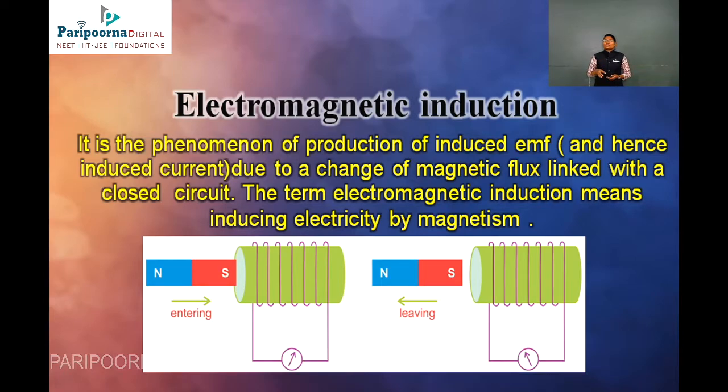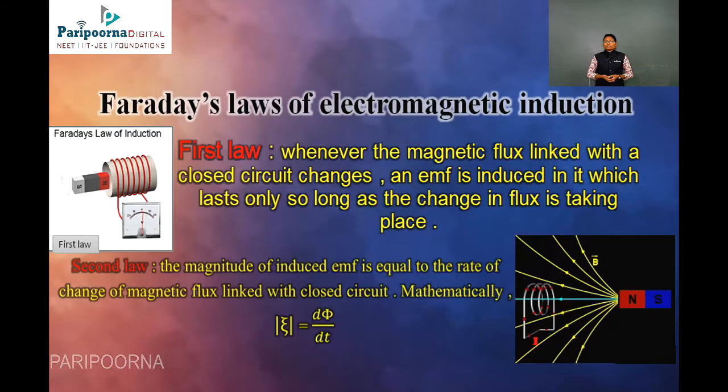So here comes electromagnetic induction. It is the phenomenon of production of induced EMF and hence induced current. It is due to the change of magnetic flux linked with the closed circuit. The term electromagnetic induction means inducing electricity by magnetism. From the image you can see how electromagnetic induction works.